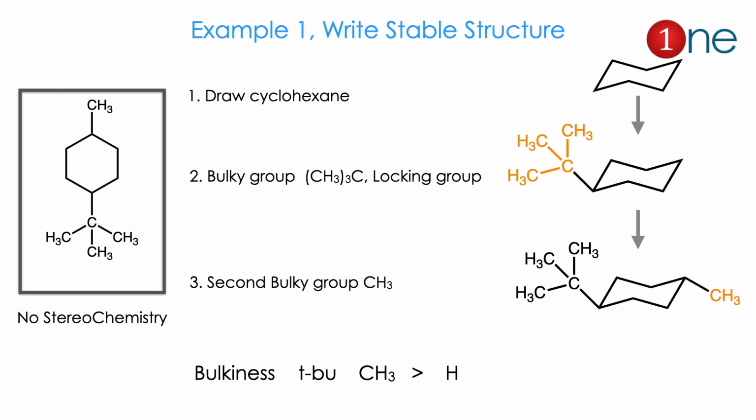It should be in the equatorial position. Then you have to write the methyl group, which should also be in the axial position, which means they are trans to each other. So you should know the bulkiness. Then you have to draw the structure.